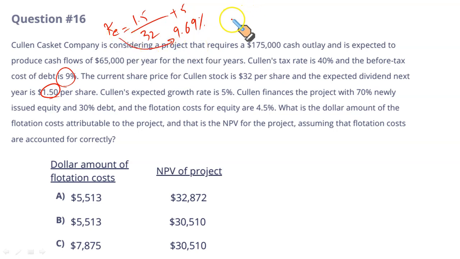Next, you need to calculate the cost of debt. That's very simple. Take simply the cost of debt given, convert it into after tax by multiplying it with 1 minus the tax rate, 40%. It will give you 9 times 0.6.